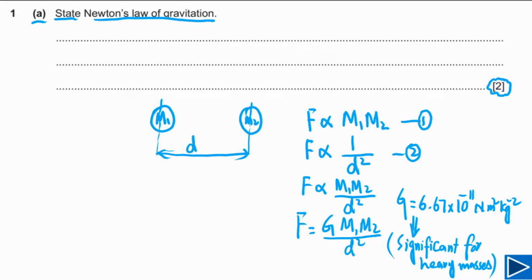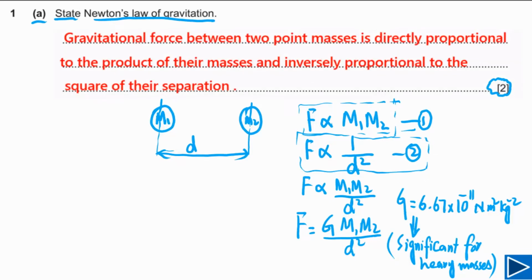Now let's try to write down the answer for this. This question has 2 marks, so you have to mention these 2 points. So this can be point 1 and this can be the second point. This is how you can write down your answer. If you have mentioned in your answer gravitational force between 2 point masses, later I will explain why we need to say 2 point masses, is directly proportional to the product of the masses, you will get 1 mark, and that will be the B mark.